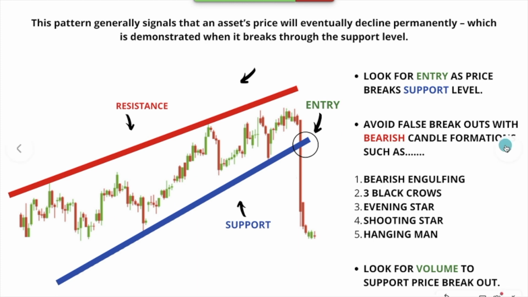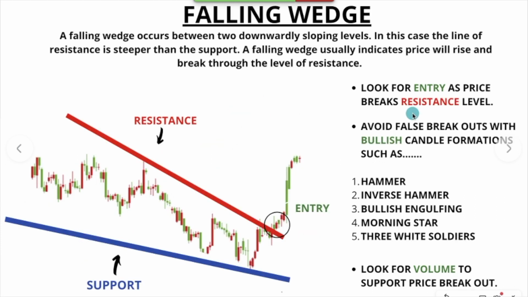So moving on to the next pattern, we have a falling wedge. A falling wedge occurs between two downwardly sloping levels. In this case, the line of resistance is steeper than the support. A falling wedge usually indicates price will rise and break through the level of resistance.